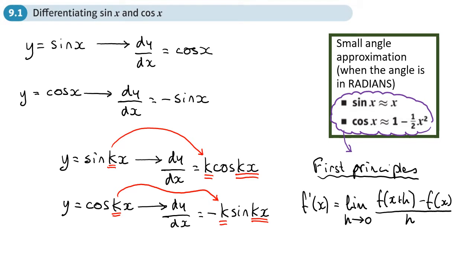But another important thing is that when you differentiate sine and cos, then you're always going to be working in radians, okay, because we're using this small angle approximation actually to prove these, and this only applies when we're dealing in radians.